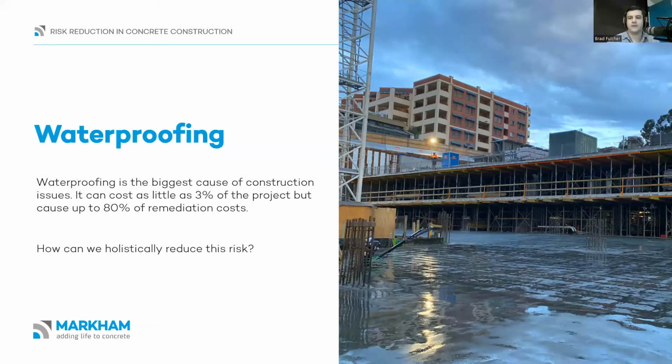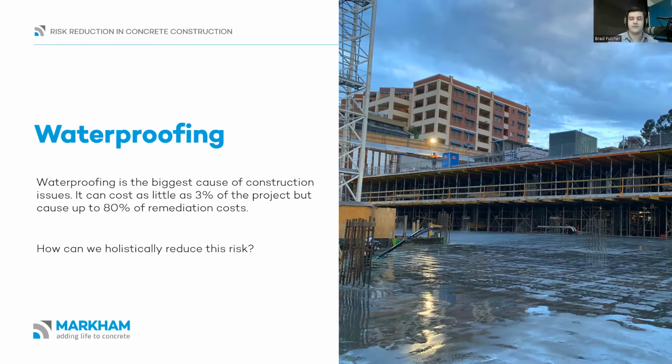So there are a couple more other areas that we do see challenges as well in the industry. One of those is waterproofing. Just a quick overview or a quick stat there: it can cost as little as 3% of the project, but can be up to 80% of the remediation costs. So when we're thinking waterproofing, saving that one day or a couple of dollars on site can actually have a big effect further down the track. So it's important that we do get this right.